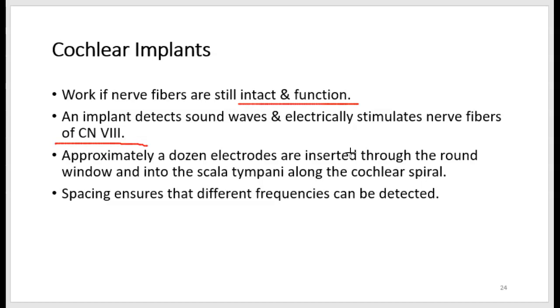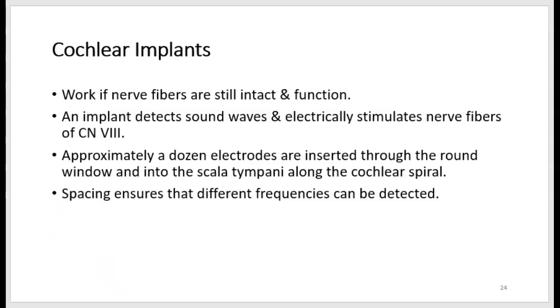But the most important thing for you to know is the difference between conductive hearing loss and sensory hearing loss. And conductive hearing loss, again, is anything up to the auditory ossicles. And sensory hearing loss deals with the cochlea, the hair cells, and the nerve and brain.